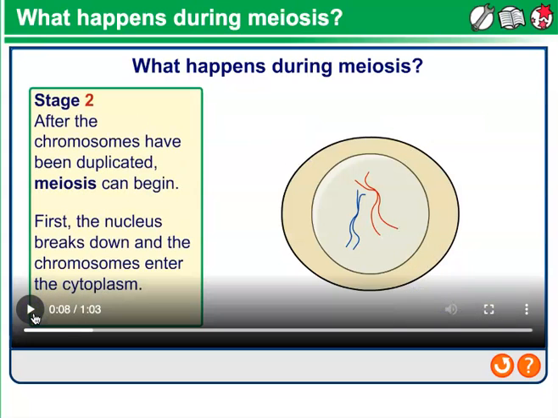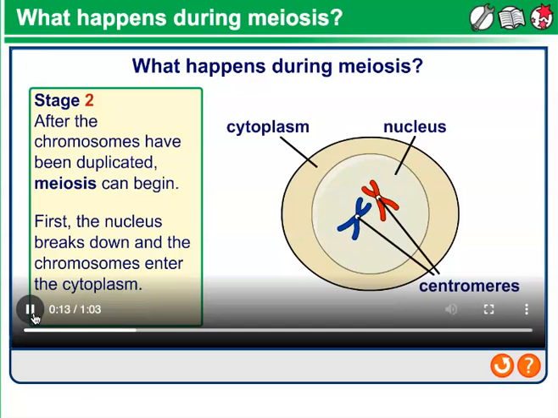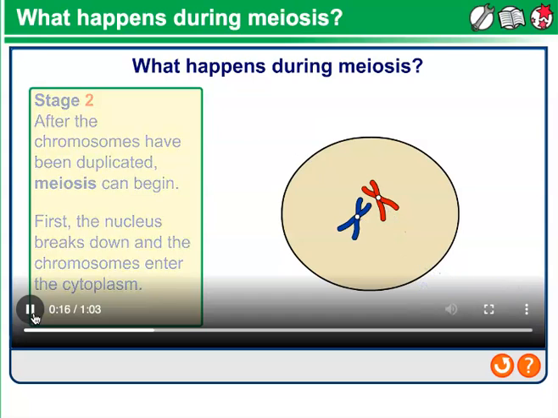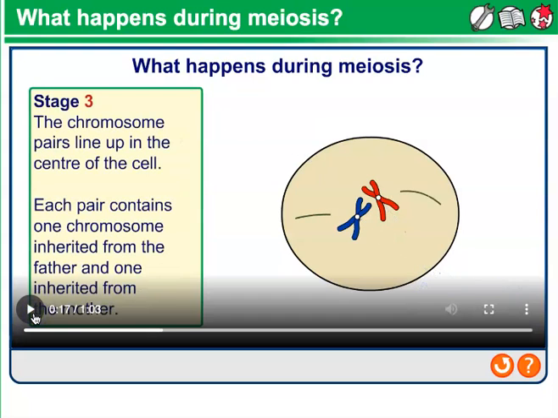In stage 2, after the chromosomes have been duplicated, meiosis can begin. First, the nucleus breaks down and the chromosomes enter the cytoplasm. In stage 3, the chromosome pairs line up in the center of the cell. Each pair contains 1 chromosome inherited from the father and 1 inherited from the mother.